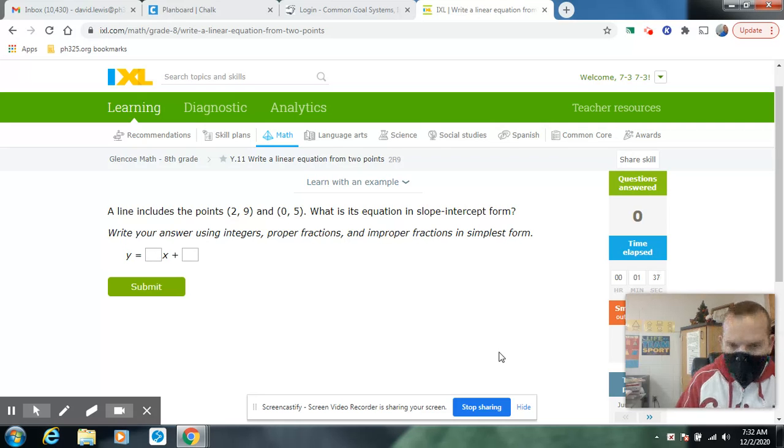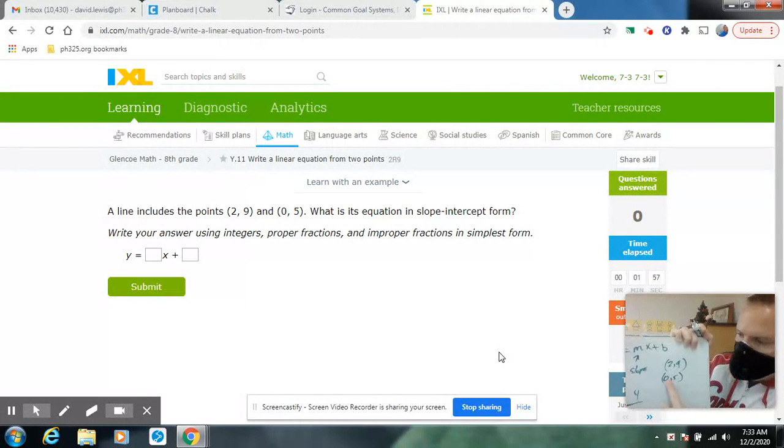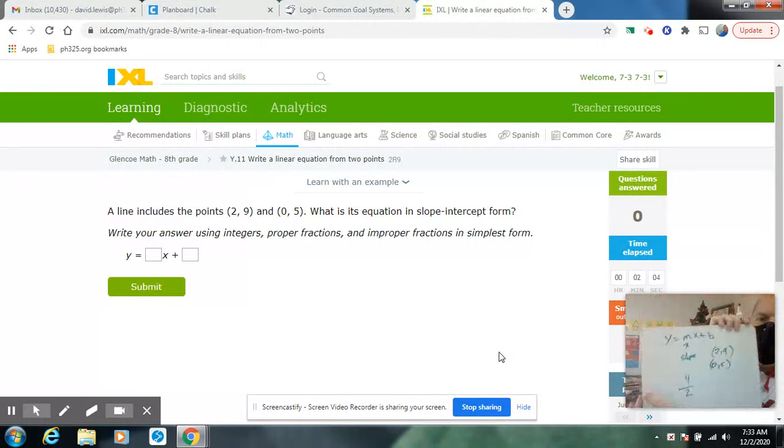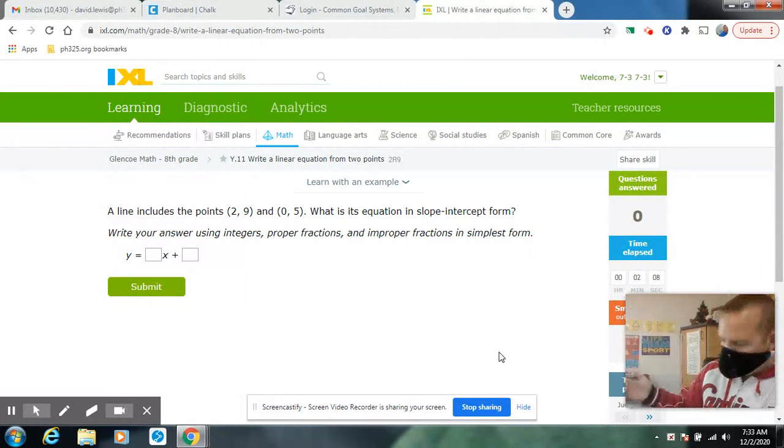I want to put on my paper (2, 9) and (0, 5). It doesn't matter if you put this group on the top or the bottom. Now let's subtract them. 9 minus 5 gives me 4. Remember, these are my y's. Y's go on top. 2 minus 0 is 2. It goes on the bottom. Now I have 4 divided by 2, which is 2. So 2 is my slope.